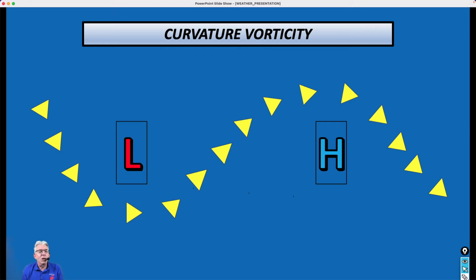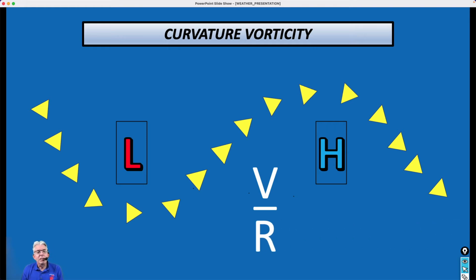But basically, you know that the winds blow in a counterclockwise manner around lows and a clockwise manner around highs, and so you can see why the flow would dip underneath the low and then ascend and go over top of the high. And so the flow is curved by nature of those two systems, and so that's what contributes to curvature vorticity.